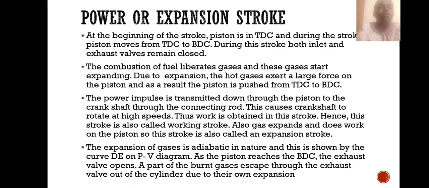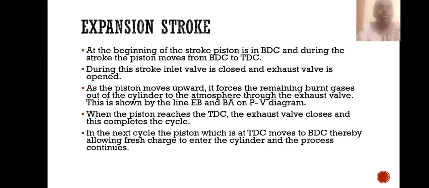The expansion of the gases is adiabatic in nature, and this is shown by the curve DE on the PV diagram. As the piston reaches the BDC, the exhaust valve opens. A part of the burned gases escapes through the exhaust valve out of the cylinder due to their own expansion.